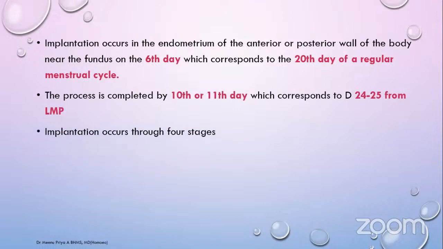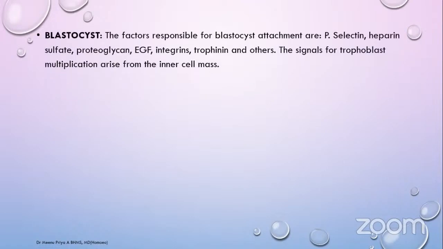Implantation occurs through 4 stages. What are the processes that it goes through? They are apposition, adhesion, penetration, and invasion. Apposition means just going and creating a friction with the uterine cavity wall, and then there is adhesion, that is sticking, and then penetration, getting into the endometrium, and then there is invasion. Complete invasion happens, and this process of implantation is called interstitial implantation. That will come up. The factors responsible for blastocyst attachment are P-selectin, heparan sulfate proteoglycan. These are the factors responsible for apposition and adhesion to happen.